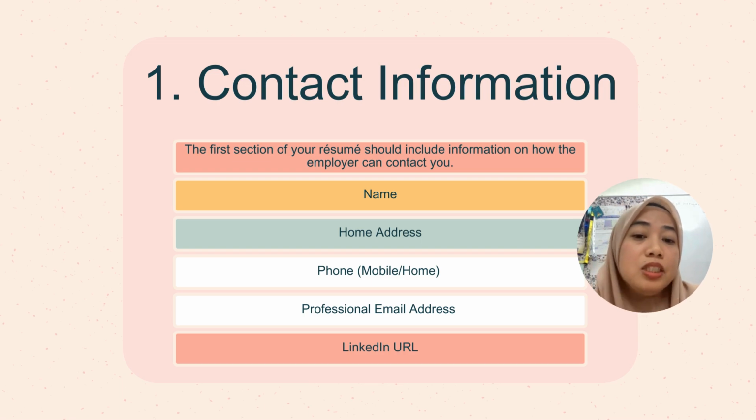Next, please insert your phone number and your professional email address. I have checked everyone's email address before, so please make sure it's the professional one, according to what I taught you in the beginning of the semester. And last but not least, please do not forget to insert your LinkedIn URL, or the name of your profile on LinkedIn.